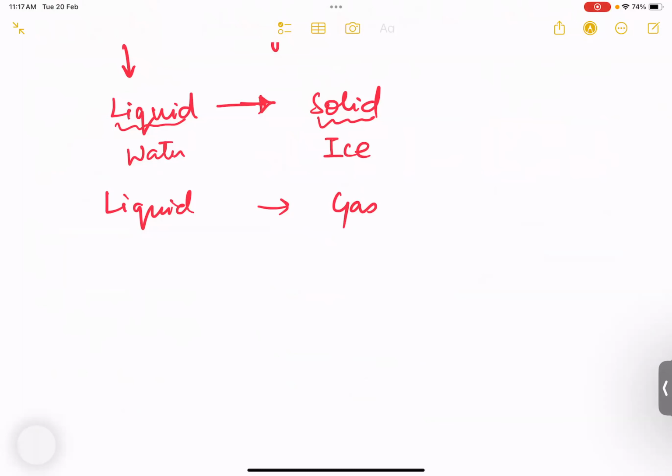So what should we provide so that water becomes ice? Definitely, we have to provide a cold temperature, right? A cooler temperature. So we will freeze it. And this process is known as freezing. When liquid changes into solid, it is known as freezing.